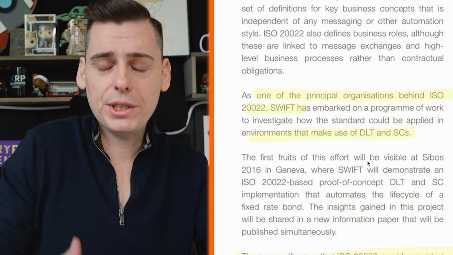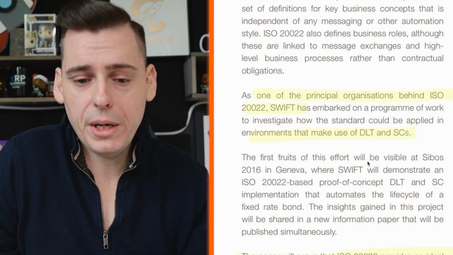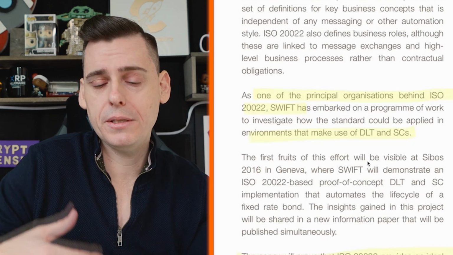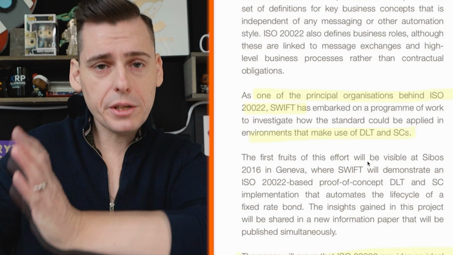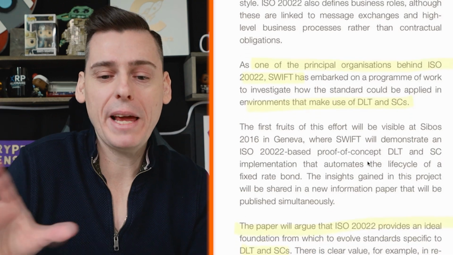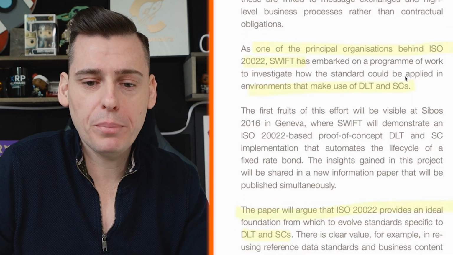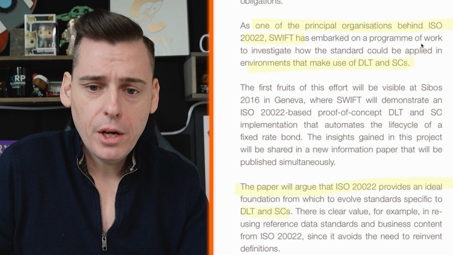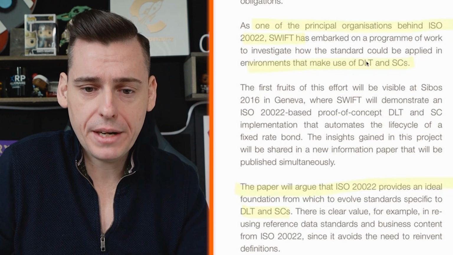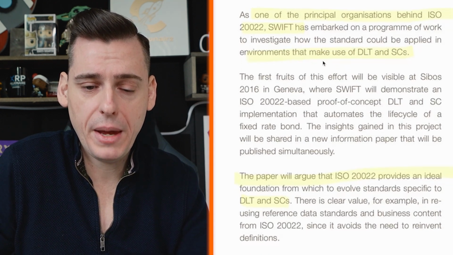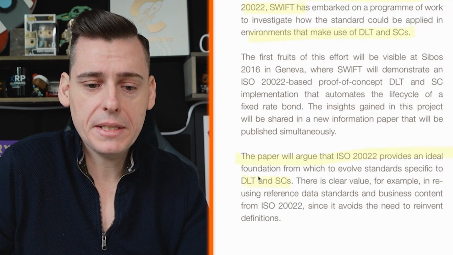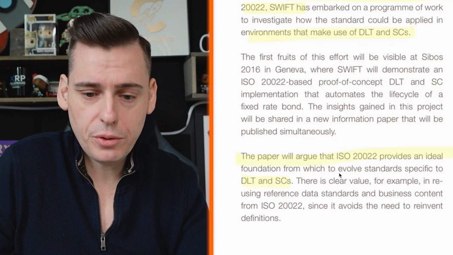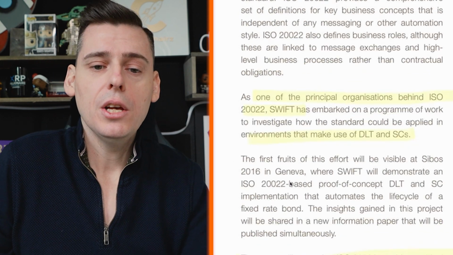I do think COVID pushed a lot of this stuff back, unfortunately, but everyone's catching up really quickly. Places in Africa are moving to real-time settlement systems. You have the European zone moving, right? Target 2 to Target now. I wish they had a better, cooler name for it, but that's it. It says, as one of the principal organizations behind ISO 20022, Swift has embarked on a program of work to investigate how the standard could be applied in environments that make use of DLT and SCs. And it says the paper will argue that ISO 20022 provides the ideal foundation from which to evolve standard-specific DLT and SCs. Swift knows that.